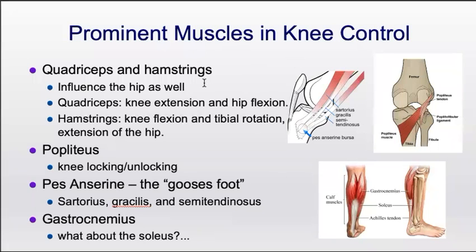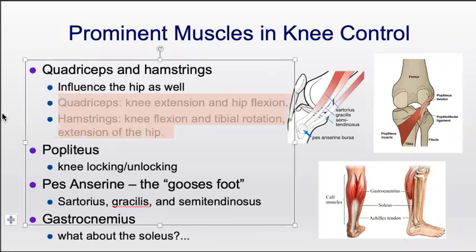So again, the quadriceps and the hamstrings, they cross the hip and the knee, so they are two joint muscles or double joint muscles for that matter. Quadriceps obviously flex the hip and extend the knee. The hamstrings flex the knee and extend the hip. So they basically work in opposition to each other, the quadriceps and the hamstrings.